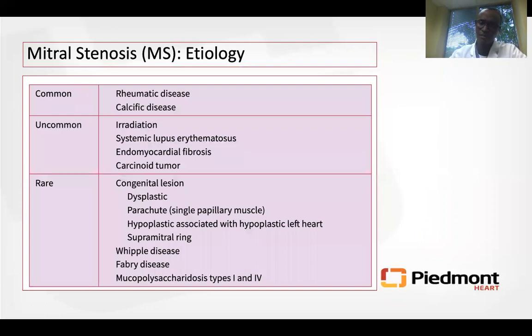So talking about mitral stenosis, we already talked about the etiology, and the most common cause of mitral stenosis in the world is acute rheumatic fever. The second most common, particularly in the Western world, is calcific degeneration of the mitral valve. Mitral annular calcification can happen, but most of the time that gives you mitral regurgitation, not stenosis, although it can give you stenosis.